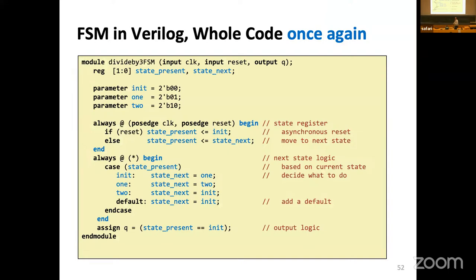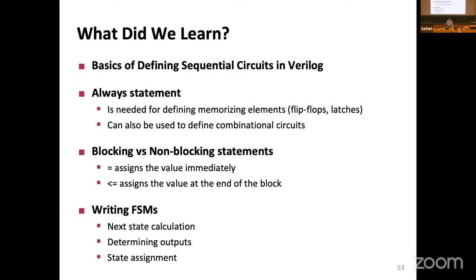So if I were to change the code, the changes are all here in blue. Instead of S0, S1, S2, I would have something like init, 1, 2. I think it makes more sense to have sensible names for those states instead of writing just numbers. Last slide.